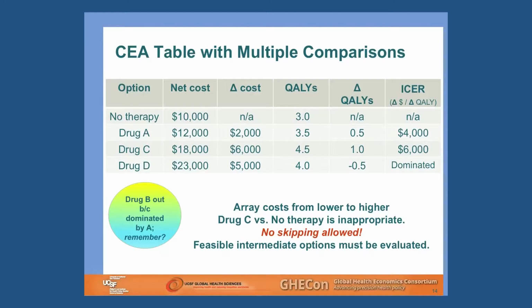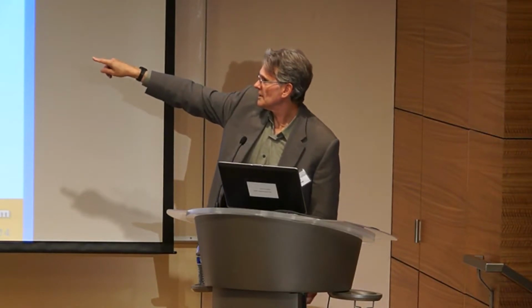Each intervention is being compared with the next less expensive one. All right. So A is being compared to no therapy, okay? C is now a Ferrari. You're not comparing that with walking, which is no therapy. You're comparing it with the Honda, which is drug A. Okay. So you don't want to skip an intermediate option that's available. And same with drug D, this result that it's dominated is only in comparison with drug C.